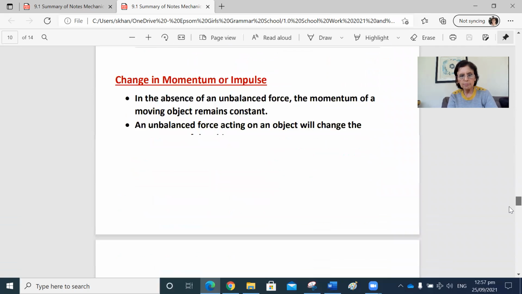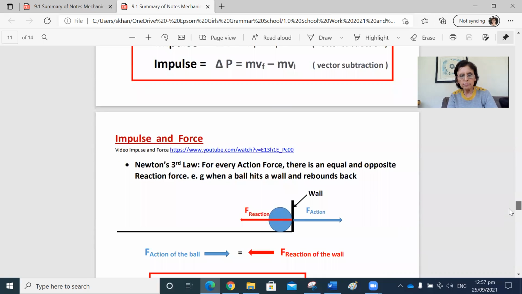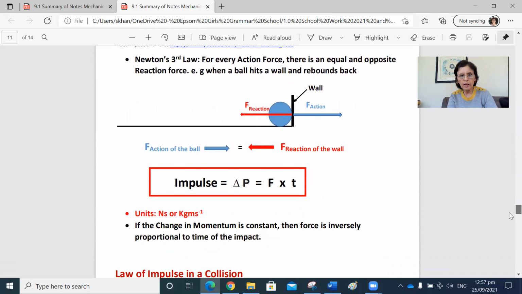And impulse. So in any collision, action and reaction forces are equal. And also that depends how long the collision was. So t is the time of the impact. So change in momentum of this particular object will be the force times time.